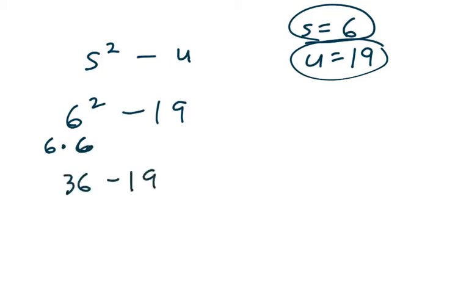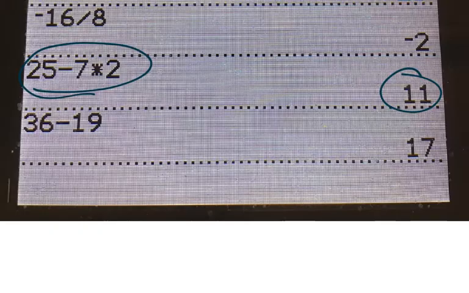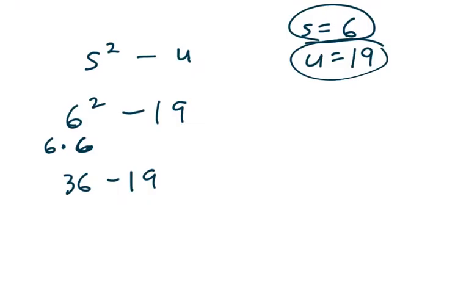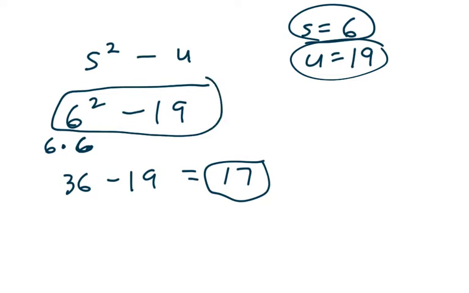Now we're going to minus 19. Now let's say you still struggle doing subtraction with 2-digit numbers. Well, that's why we use the calculator. In this case, 36 minus 19 is 17. And we're done. By the way, could you have just typed this in directly in your calculator? Yes, and you would have gotten 17 as well.